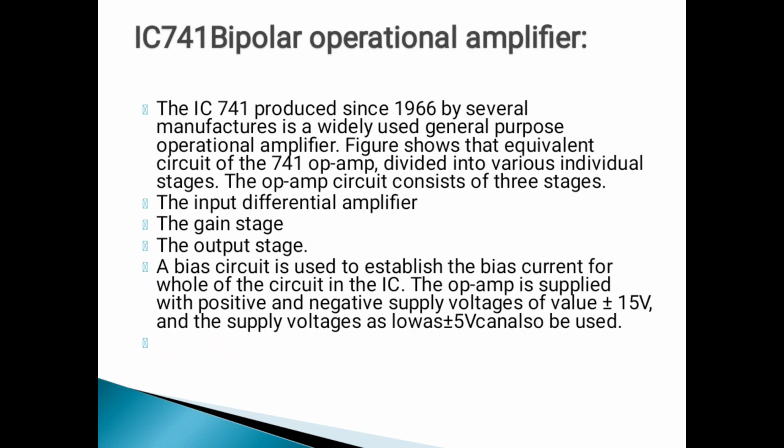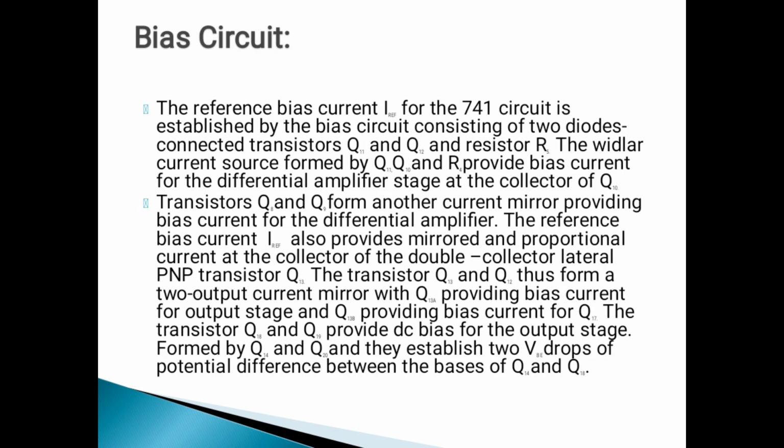IC741 bipolar operational amplifier. IC741 has been produced since 1966 by several manufacturers. The input differential amplifier, then the gain stage, then the output stage. A bias circuit is used to establish the bias current of the whole circuit in the IC.